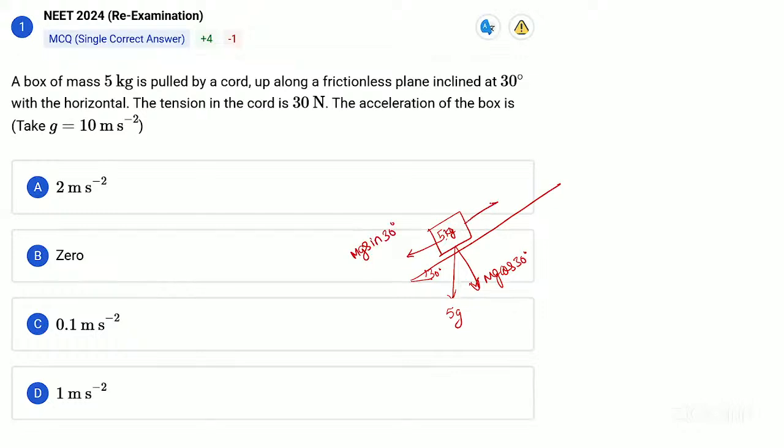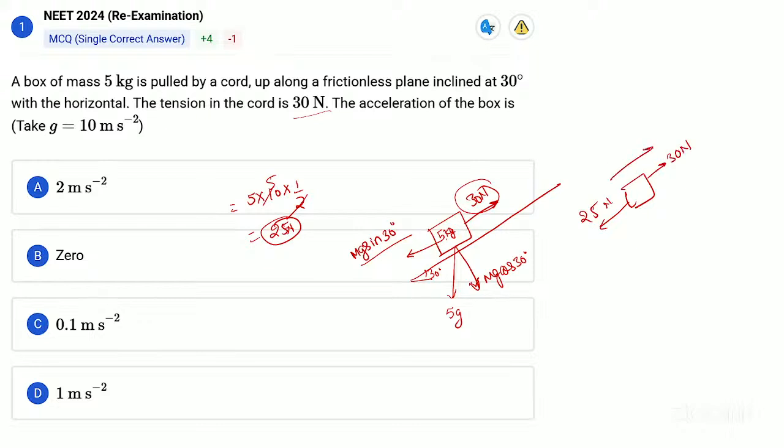Now on the right hand side, there will be a tension in the string and that is up to 30 Newton. This is the 30 Newton force. What is this mg sine 30? So mg sine 30 will become 5 into 10 into sine 30 will be 1 by 2. It is 25 Newton. Which means on this block, there are two forces acting, which is 25 Newton and one is 30 Newton.